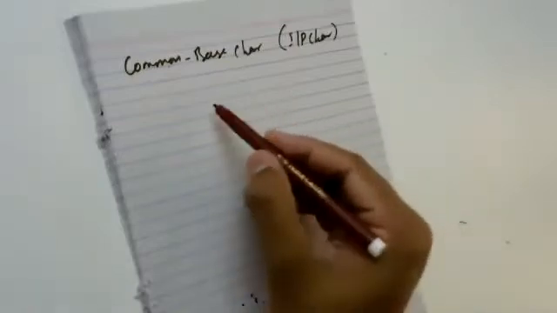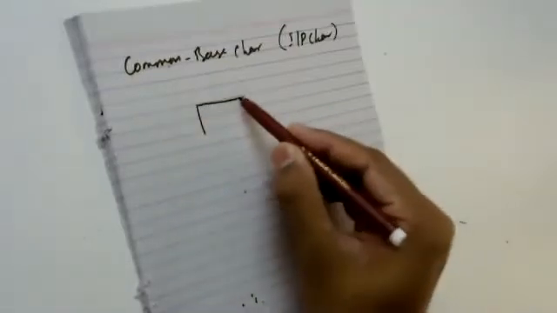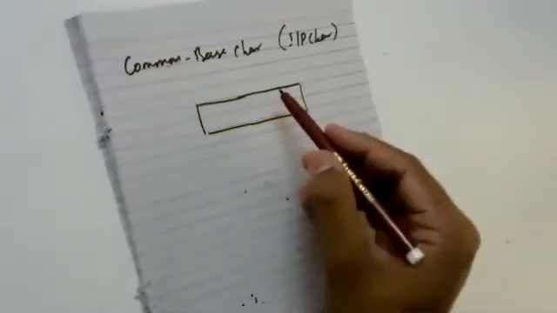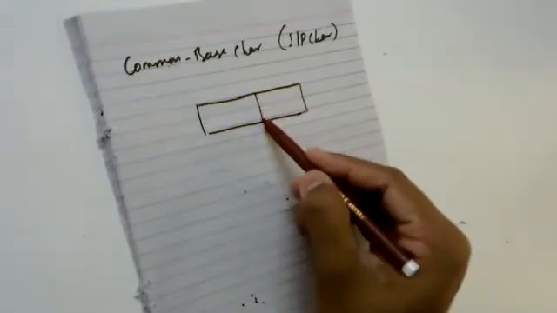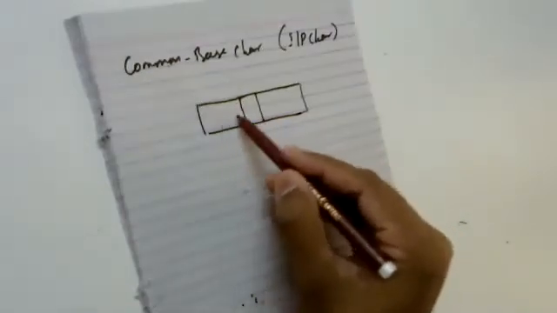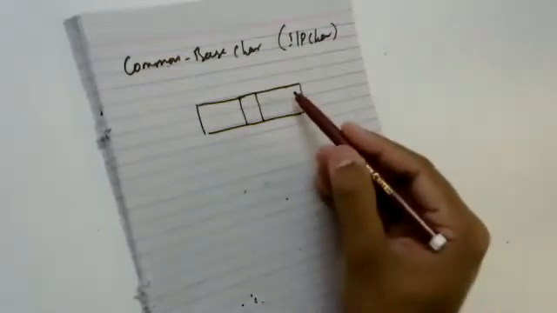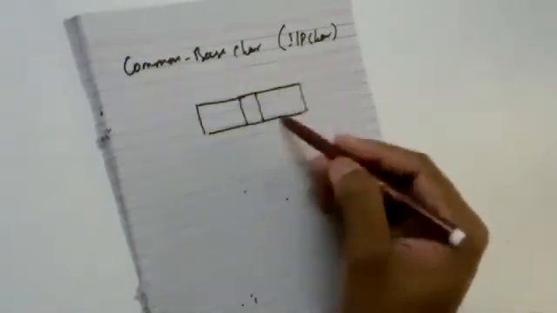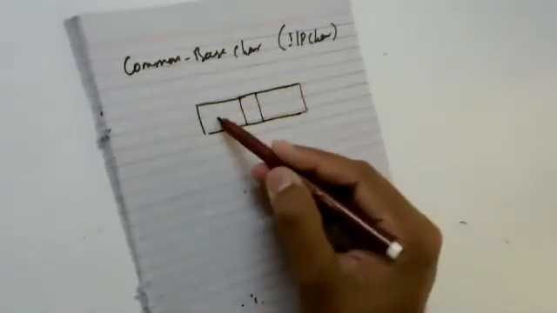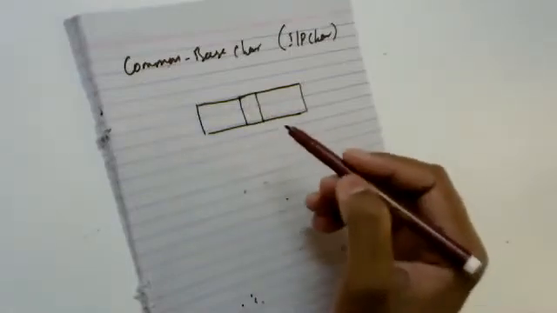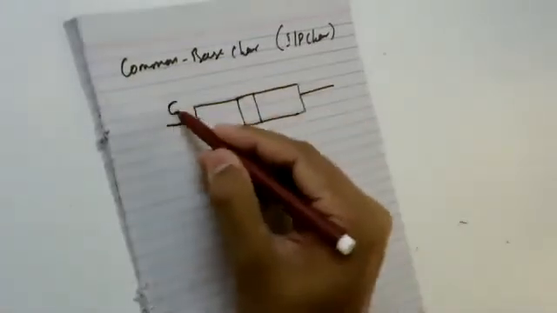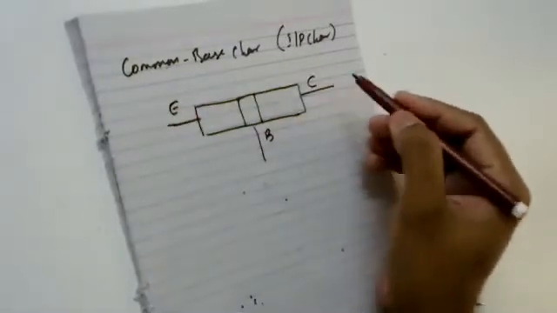Now in case of your common base, let me draw the structure of your NPN transistor. The collector has the highest width, the base has the least width, and the emitter has medium width. So with respect to the width of the three regions, collector has the highest width, then comes the emitter, then comes the base. These are the three terminals of a transistor: emitter, base, and collector.